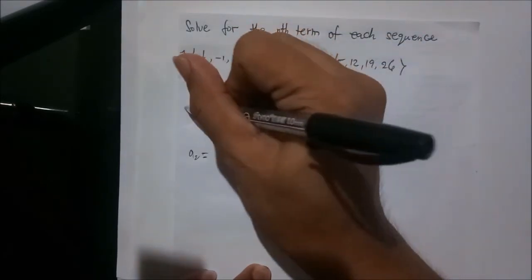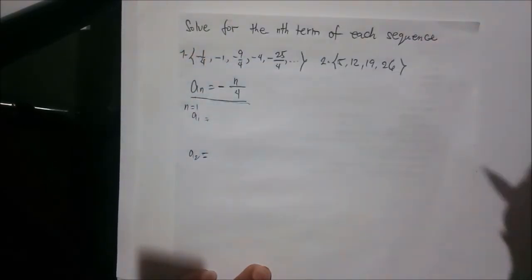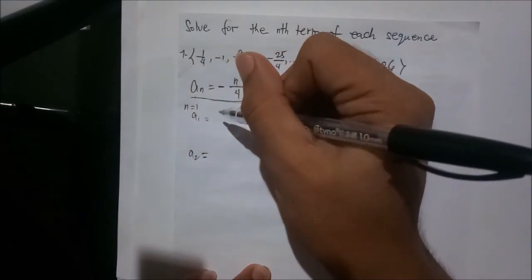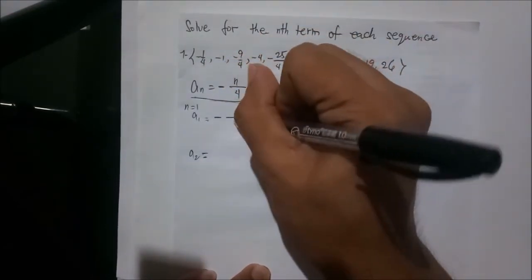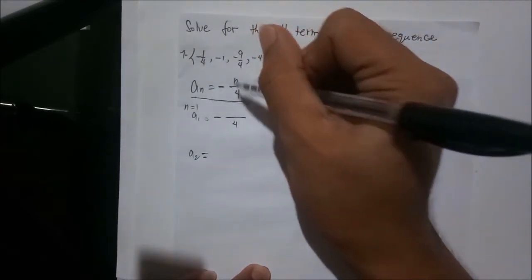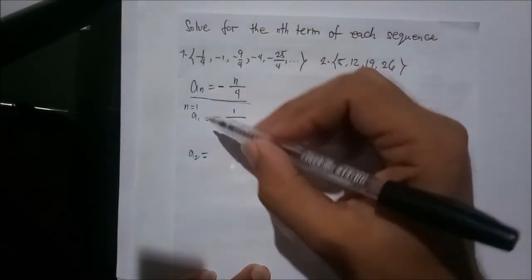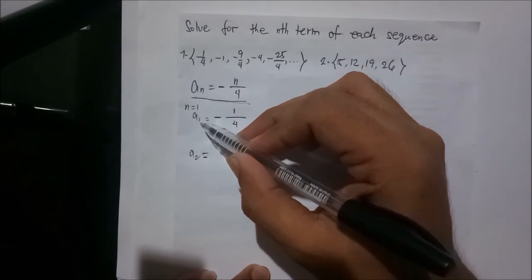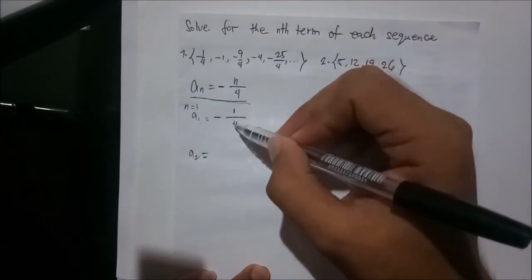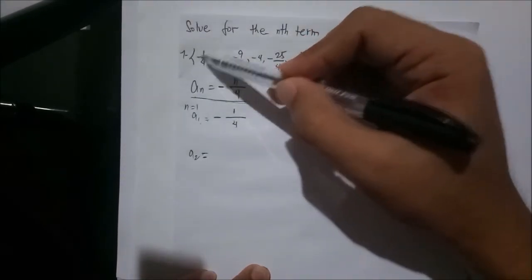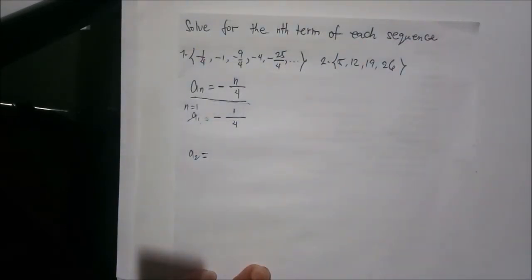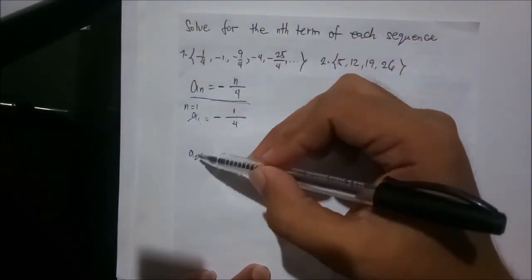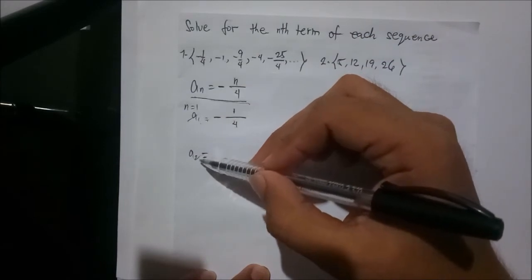Since n is equal to 1, the term is negative n over 4. What is the value of a sub 1? It's negative 1/4, from the first term. So a sub 1 is correct. How about a sub 2?